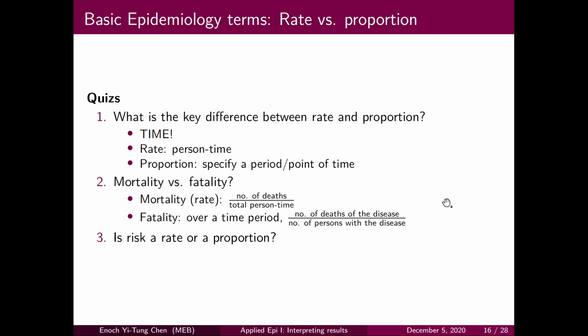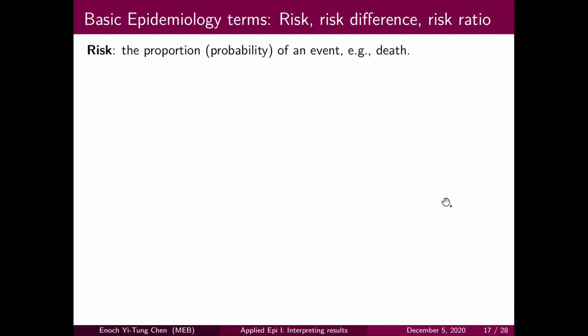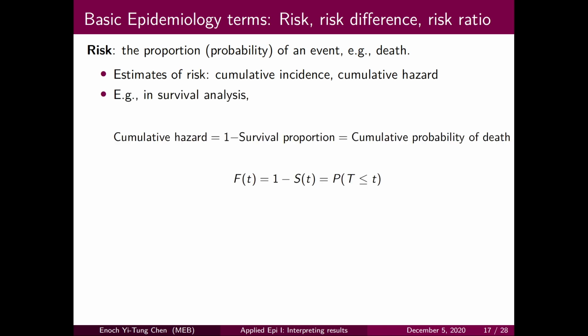The next question is about risk. Is risk a rate or a proportion? What do you think? Rate or proportion? Risk is a proportion of an event by definition. For example, the event could be death. So estimates of risk could be measures like cumulative incidence and cumulative hazard, and this is just a typical definition in survival analysis. Cumulative hazard is the complement of survival proportion, which is 1 minus survival. It is the cumulative proportion of death.